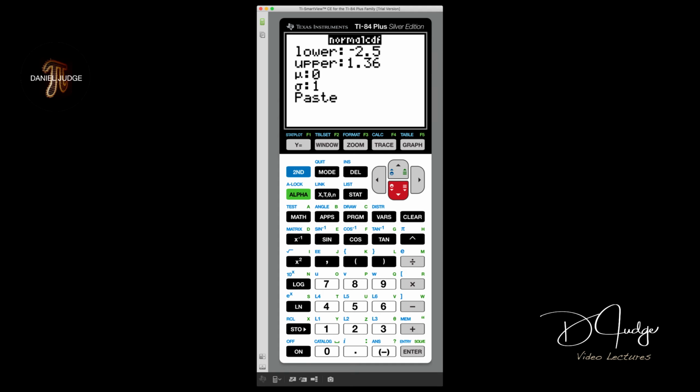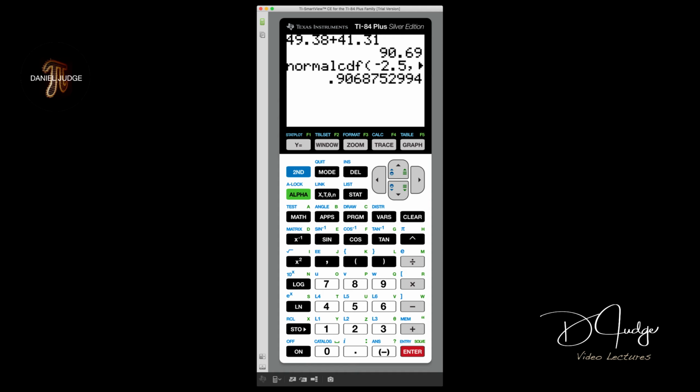I just have to put those values in, say I want to paste this in, and then I hit enter, and sure enough, what do you guys get? If you approximate this decimal place to the tenths, 100,000, 10,000s, right?